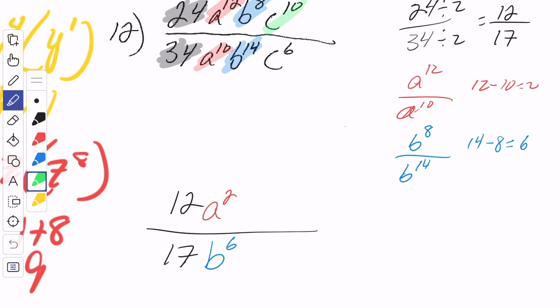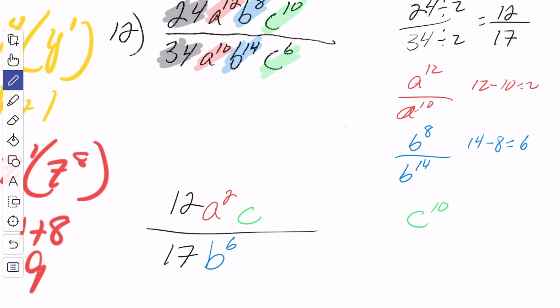All right, move on to the last, c, and we see, well, where do we have more of? Well, we have more c's in our numerator, so we know it's going to end up there. And our rule when we're dividing with like bases is we subtract. So 10 minus 6 gives me 4. So we know that we will have c to the power of 4.